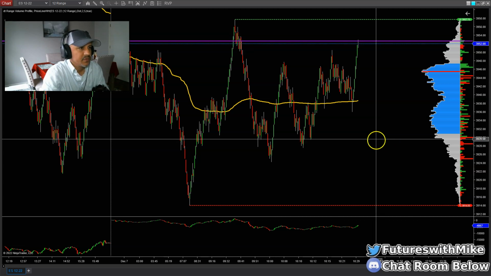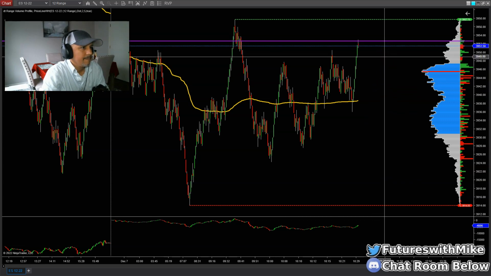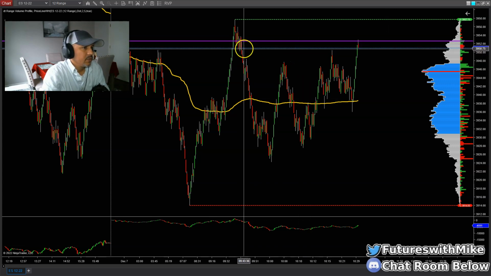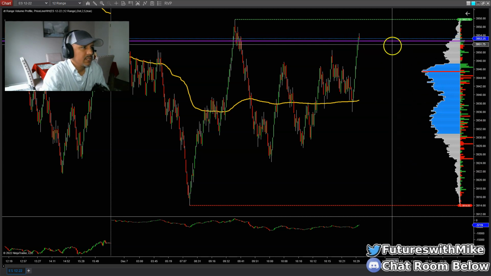Come on, the computer's acting a little funky today. I'm not sure we get a break in this area here. It's already tested this area right here. This was the area of supply sitting there. So we'll see here. Yeah, I see price wants to break higher now.